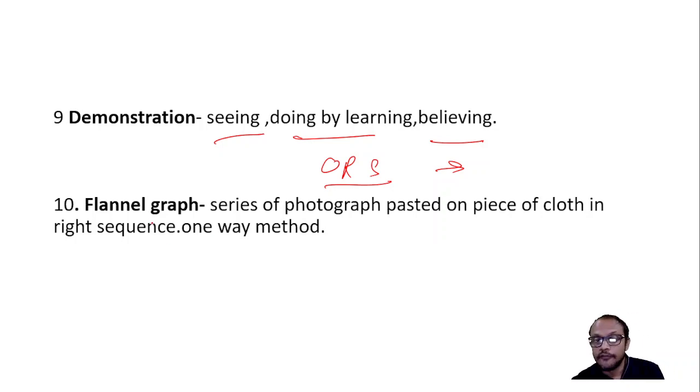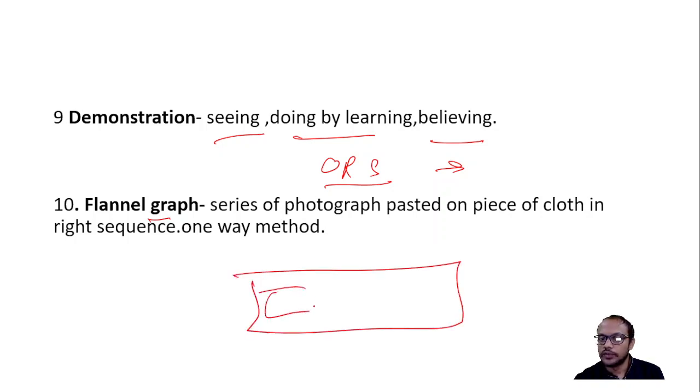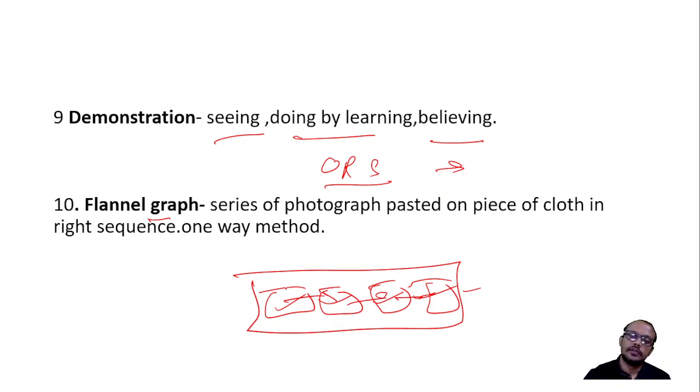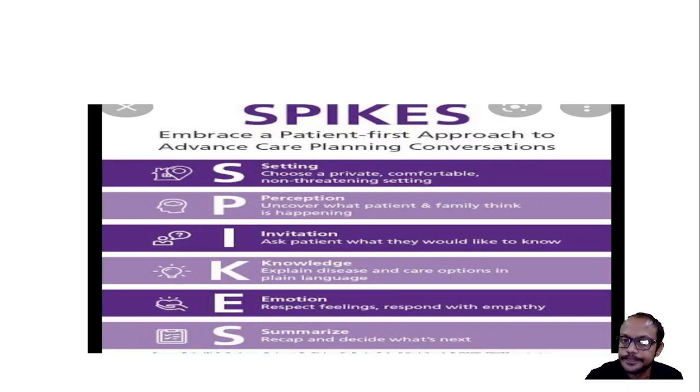Flannel graph. It is a photograph pasted on cloth. Some photographs are posted in sequence, so that in a diagrammatic manner you can understand, for example, hand washing methods. See the photographs on hand washing. By the flannel graph you can understand how to wash the hands.